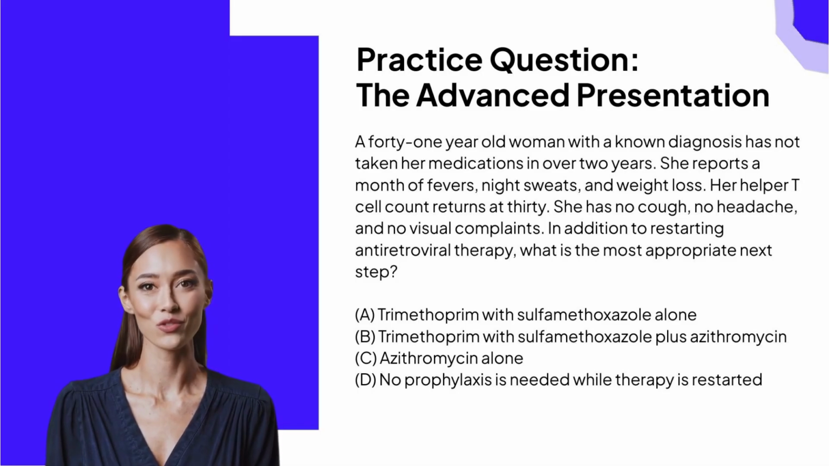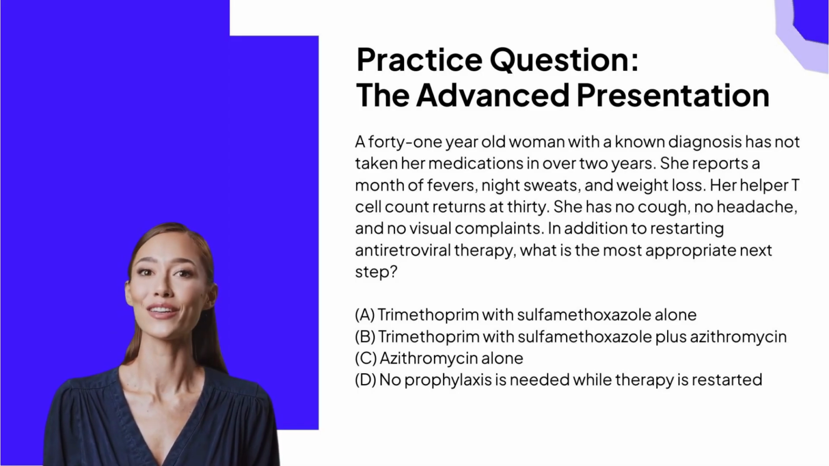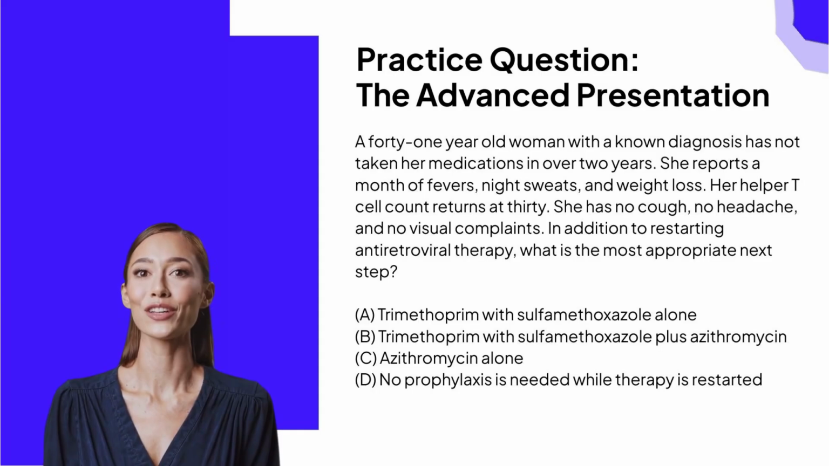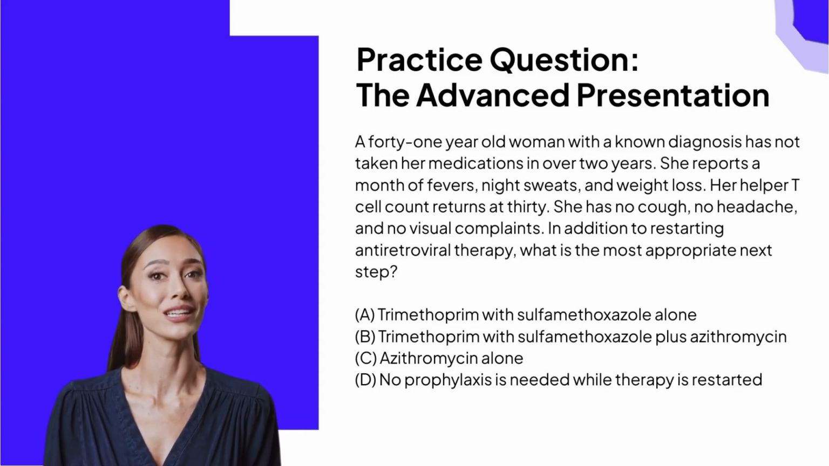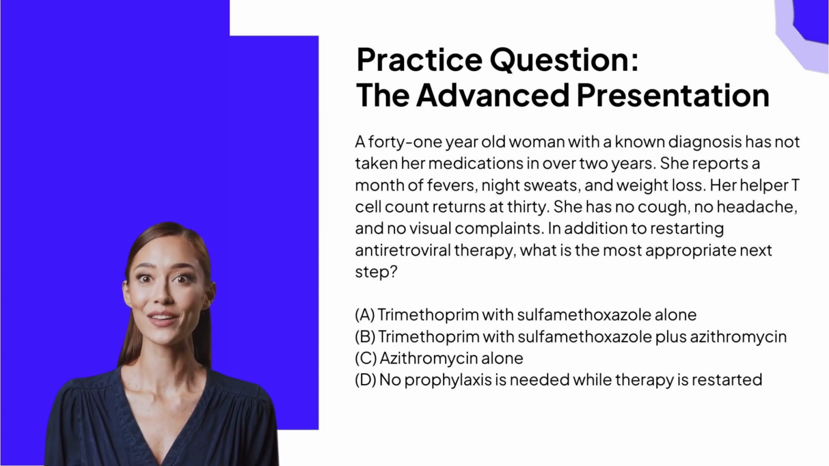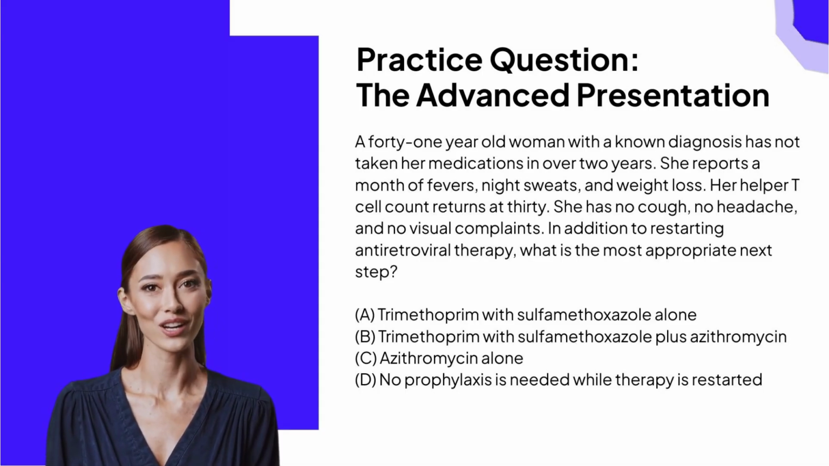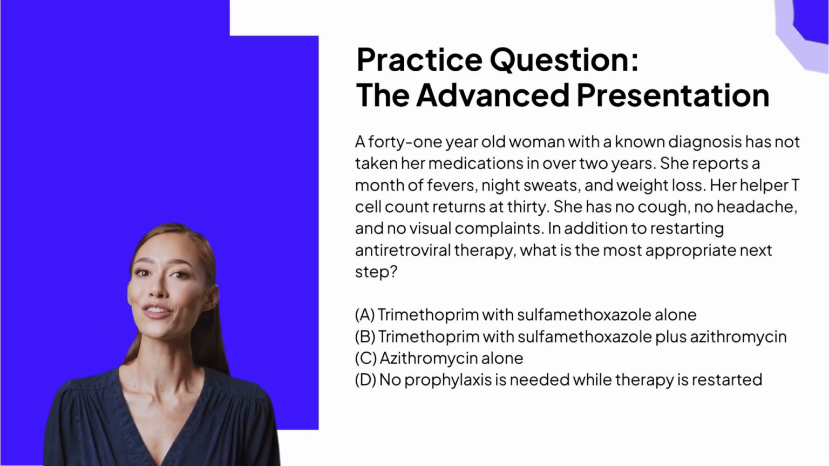A 41-year-old woman with a known diagnosis has not taken her medications in over 2 years. She reports a month of fevers, night sweats, and weight loss. Her helper T cell count returns at 30. She has no cough, no headache, and no visual complaints. She is restarting antiretroviral therapy, and the question asks what else you should do.